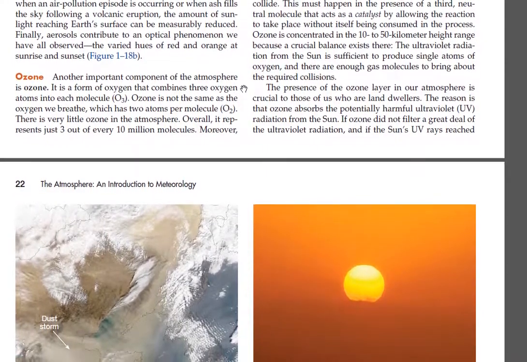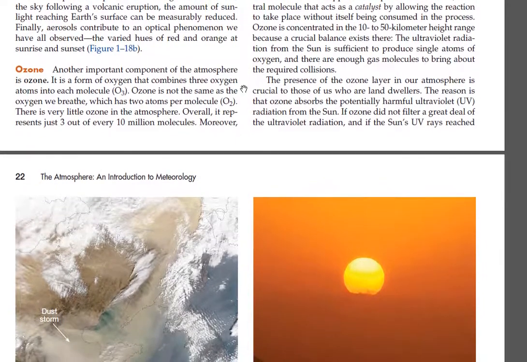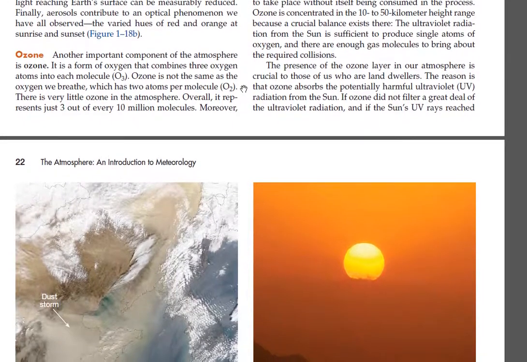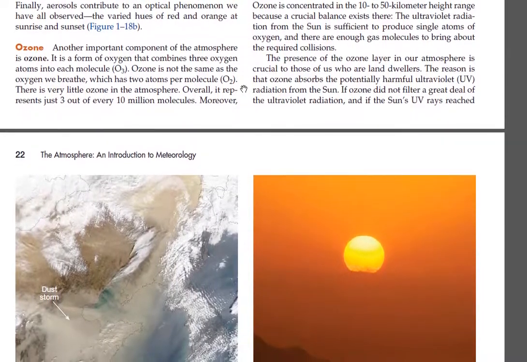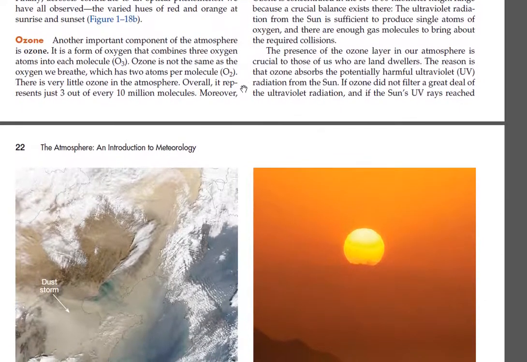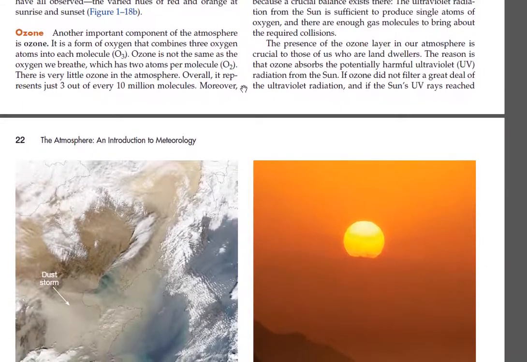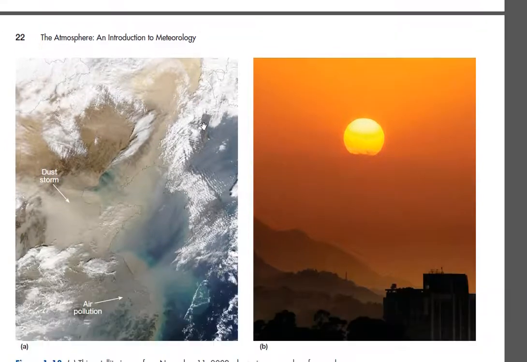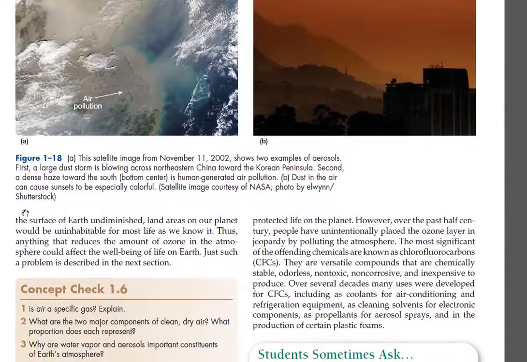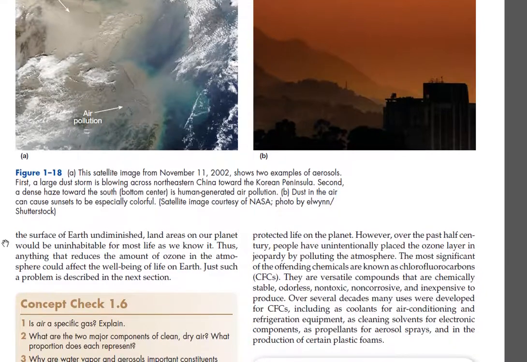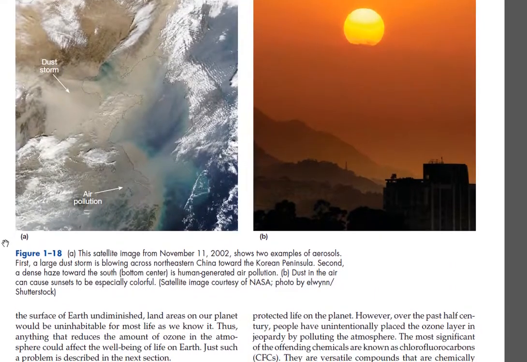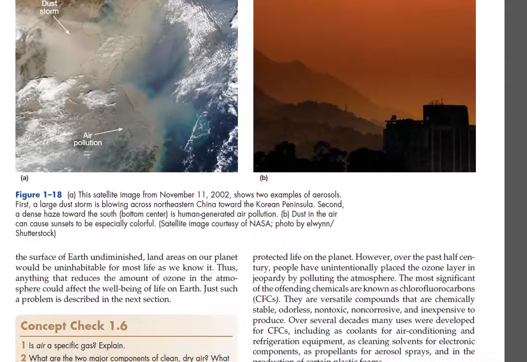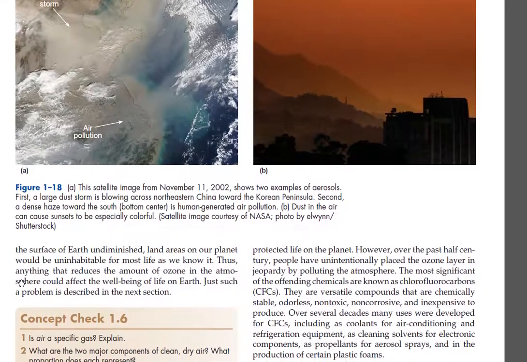The presence of the ozone layer in our atmosphere is crucial to those of us who are land dwellers. The reason is that ozone absorbs the potentially harmful ultraviolet, UV, radiation from the sun. If ozone did not filter a great deal of the ultraviolet radiation, and if the sun's UV rays reached the surface of Earth undiminished, land areas on our planet would be uninhabitable for most life as we know it. Thus, anything that reduces the amount of ozone in the atmosphere could affect the well-being of life on Earth. Just such a problem is described in the next section.